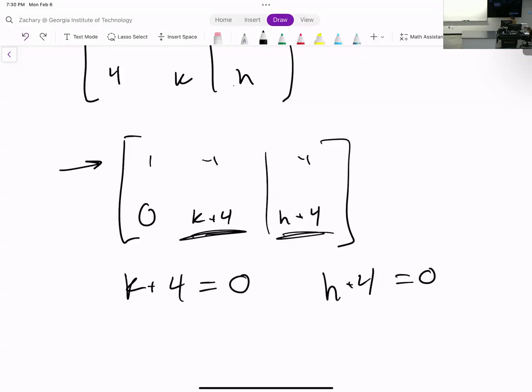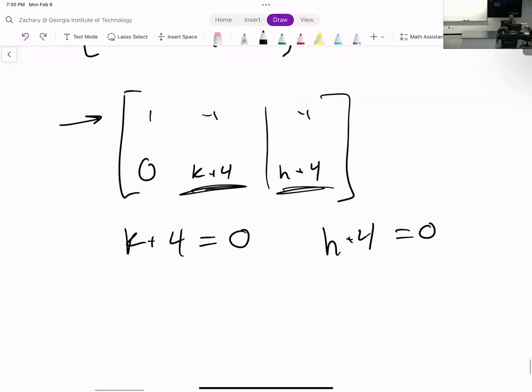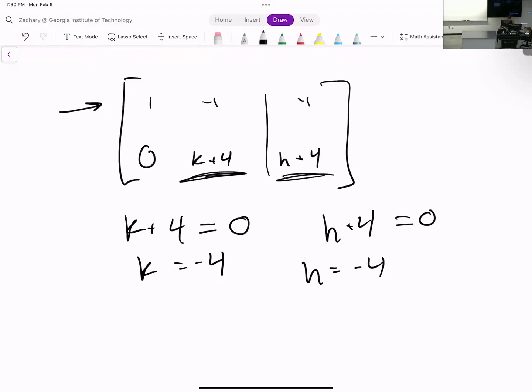Again, that's a different kind of problem, but that's something that you should be expected to see and know how to solve, okay? So obviously here we have k equals -4, h, nope, that's not a k. H equals -4, okay? And there's your answer to part A. Find all values of h and k such that this is infinitely many solutions, okay? Yeah, any questions on this?